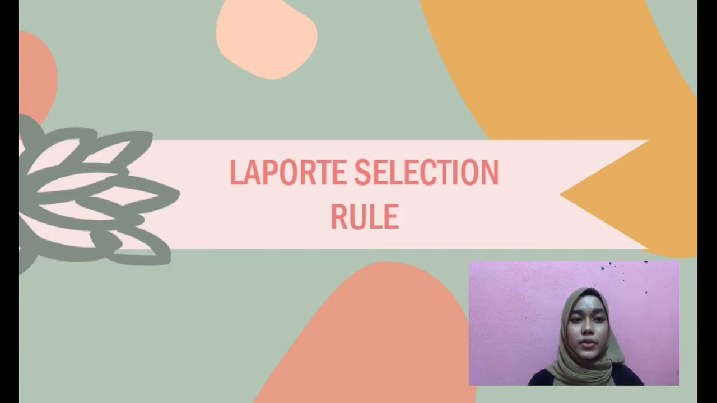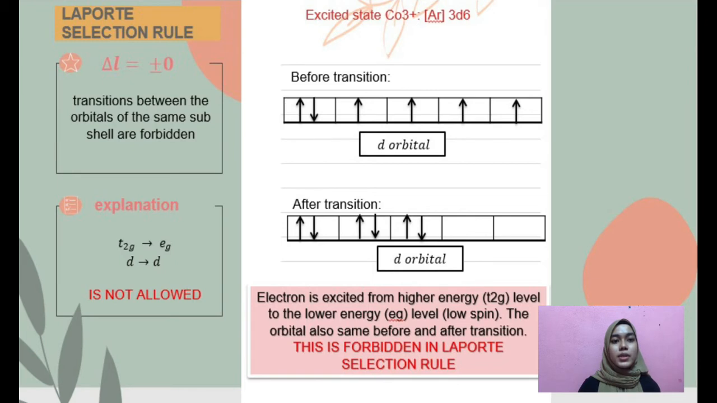The Laporte selection rule reflects that for light to interact with a molecule and be absorbed, there should be a change in dipole moment. Based on the Laporte selection rule, transitions between orbitals of the same subshell are forbidden. In other words, the change in orbital angular momentum is delta L equal to 0. Also, it is forbidden because the molecule has a center of symmetry, for transitions within a given d orbital, which occur between gerade to gerade orbitals.